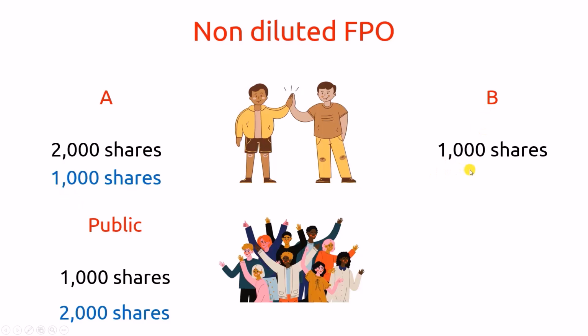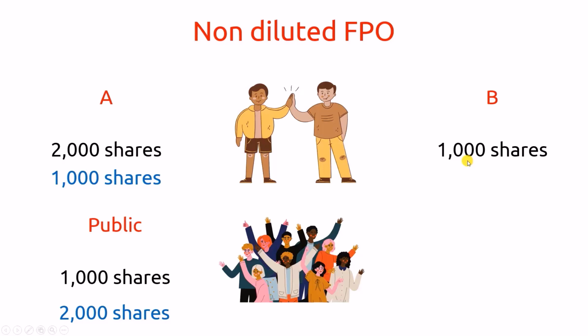Okay. So the total number of the shares will be same before and after the IPO. So before IPO it was 2000, 1000, 1000, 4000. So after, not IPO, sorry, it is FPO. After the FPO, it is 1000 plus 2000 plus 1000. It is 4000. So the total number of shares before and after the FPO will be same in non-diluted FPO.